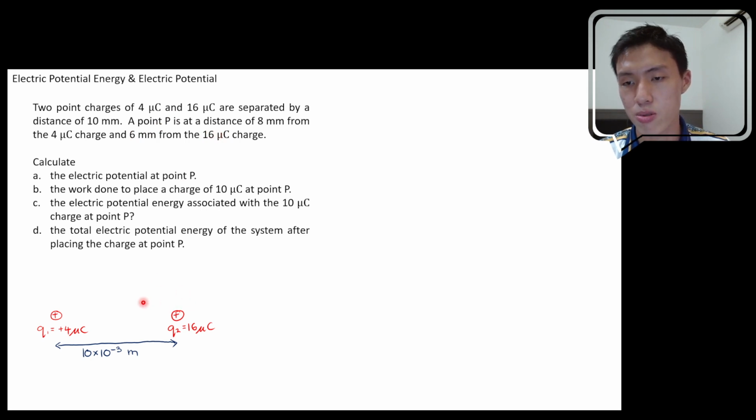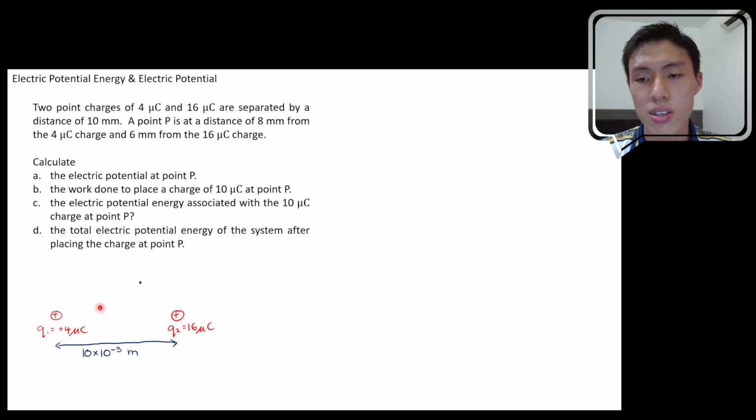Then here, the point P is also 6 mm away from the 16 microcoulomb charge. 6 mm is probably a smaller radius around here. So if you find the intersect between these two circles, 8 mm circle from Q1 and a 6 mm circle from Q2, you'll find that point P will either be around here, up here, or somewhere around down here.